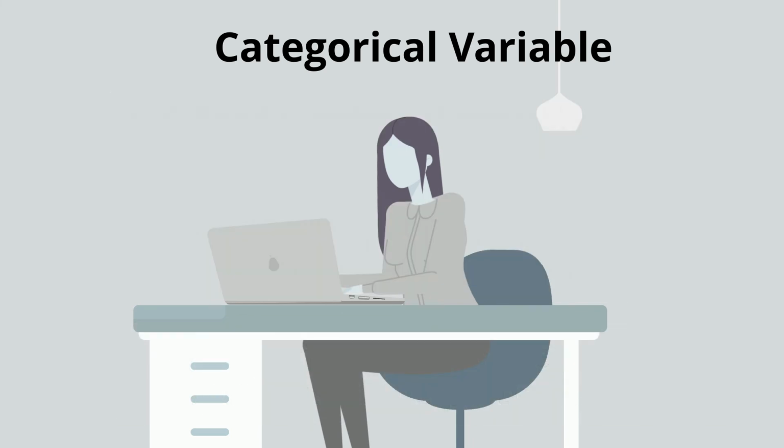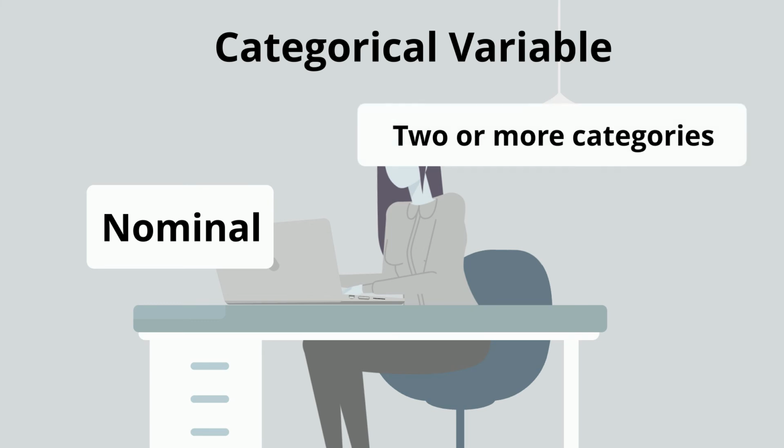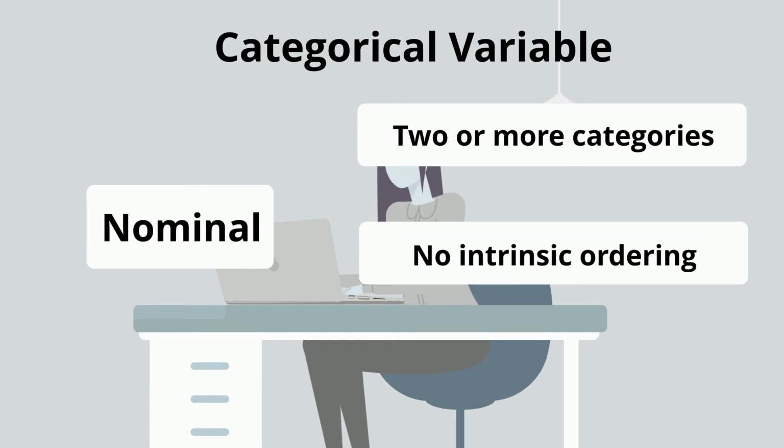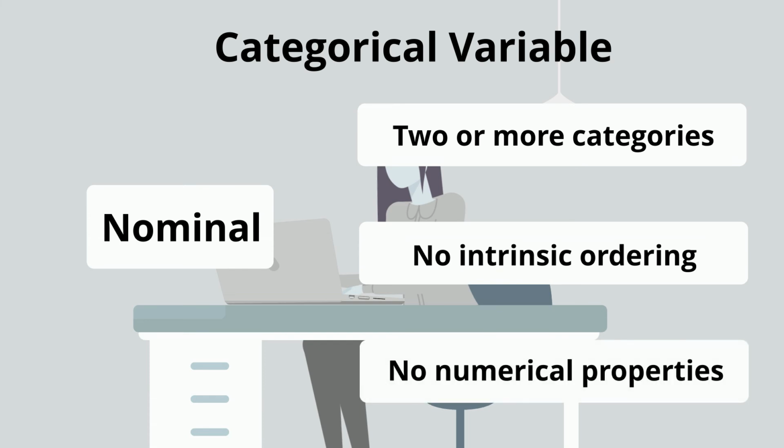One type of categorical variable is nominal. A nominal variable can have two or more categories. However, there is no intrinsic ordering within these categories. A nominal variable cannot have any numerical properties.